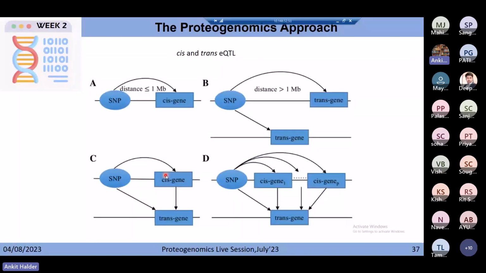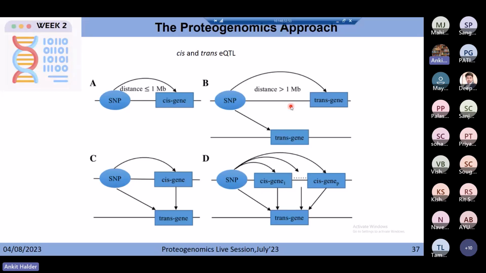Another concept is the cis and trans eQTL. So what is cis and trans? For example, you have a gene and the SNP distance is less than 1 megabase pair, and you are getting a particular effect or variation in the gene expression, then you will call those cis quantitative trait loci. But if the distance is greater than 1 megabase pair, very far away, then you will call it trans. So this is your cis and your trans.